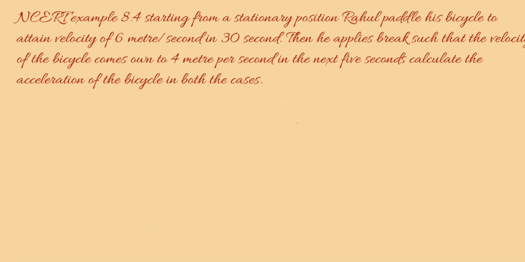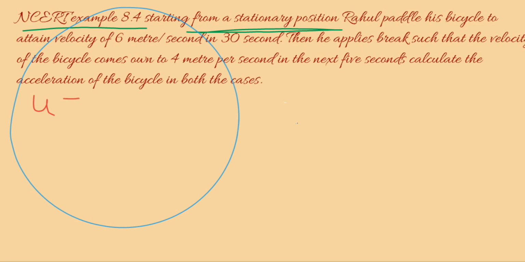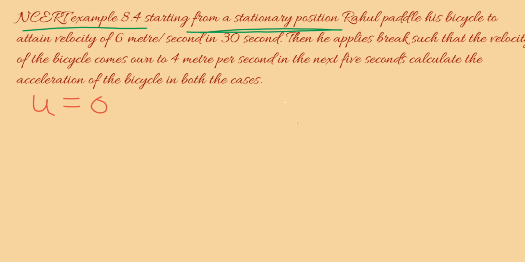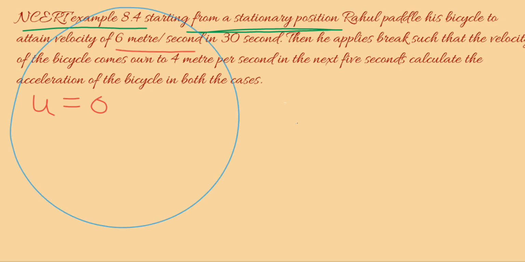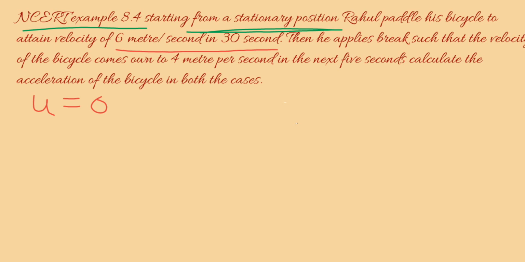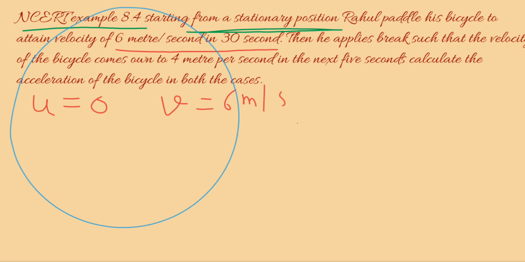Now we will solve NCERT example 8.4. Okay, starting from a stationary position. See what the question is saying. Starting from a stationary position, that means it is given that u is equal to 0. Stationary means at rest. Rahul pedals his bicycle to attain a velocity of 6 meter per second in 30 seconds. Okay, so v is given, 6 meter per second, and time is also given, 30 seconds.